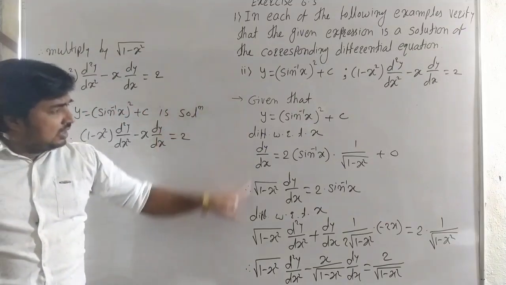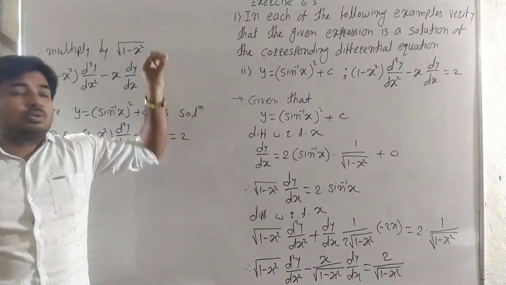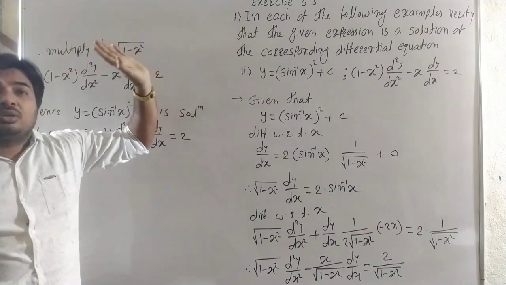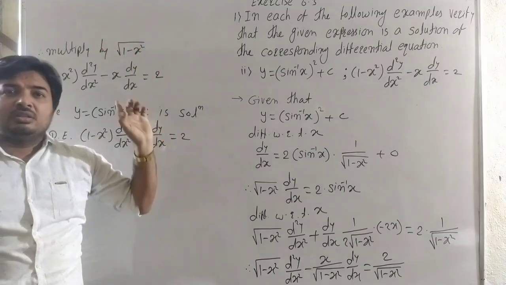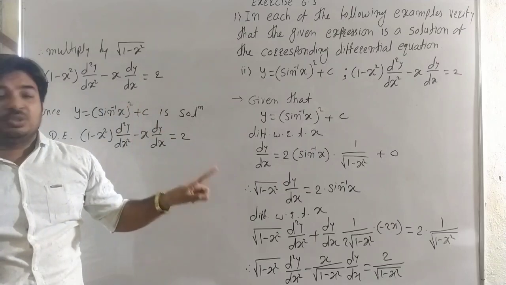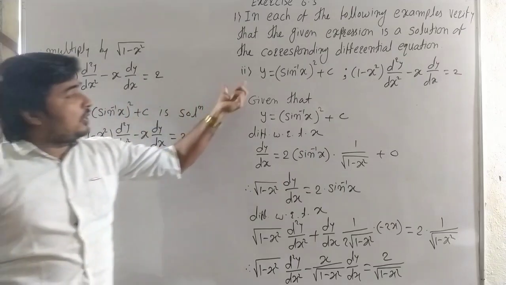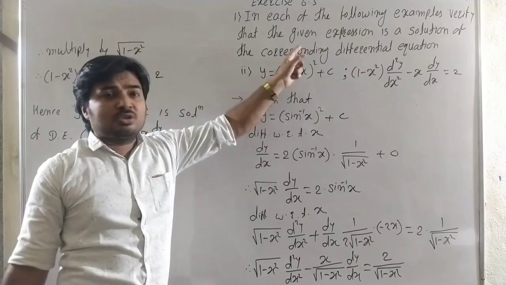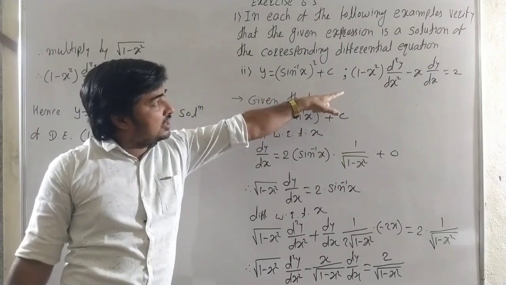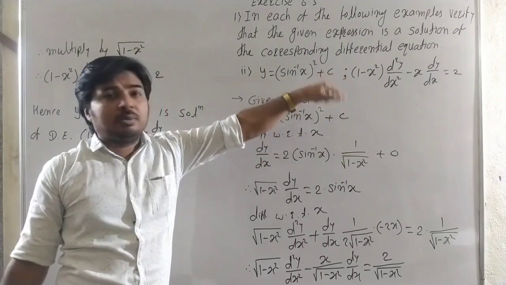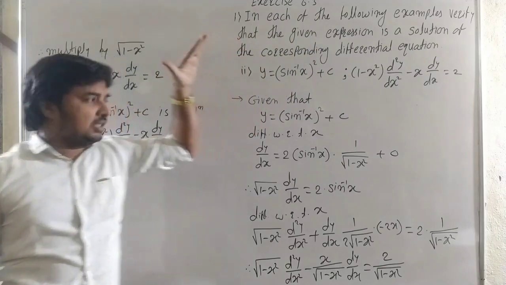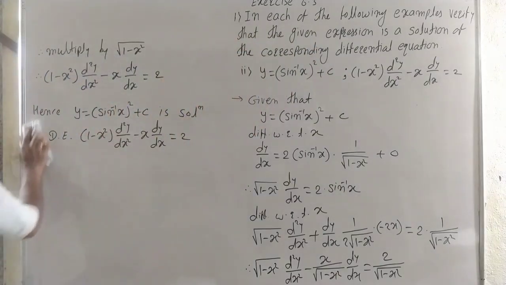Here this example is also in our chapter, differentiation, the article on second order derivative. There is a question: if y is equal to sin inverse x square, then show that (1 minus x square) d2y by dx2 minus x dy by dx is equal to 2. The example is the same, the answer is the same.